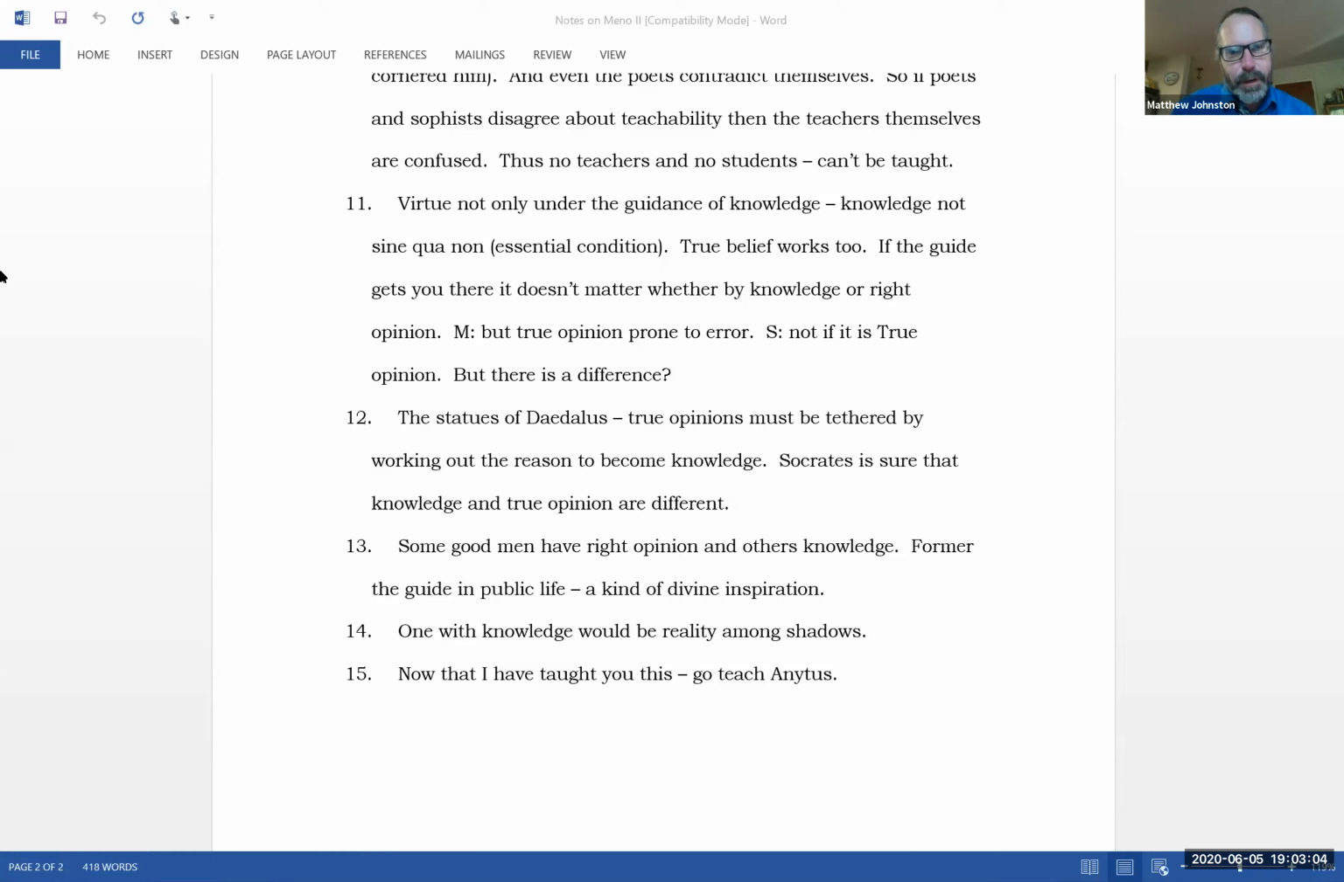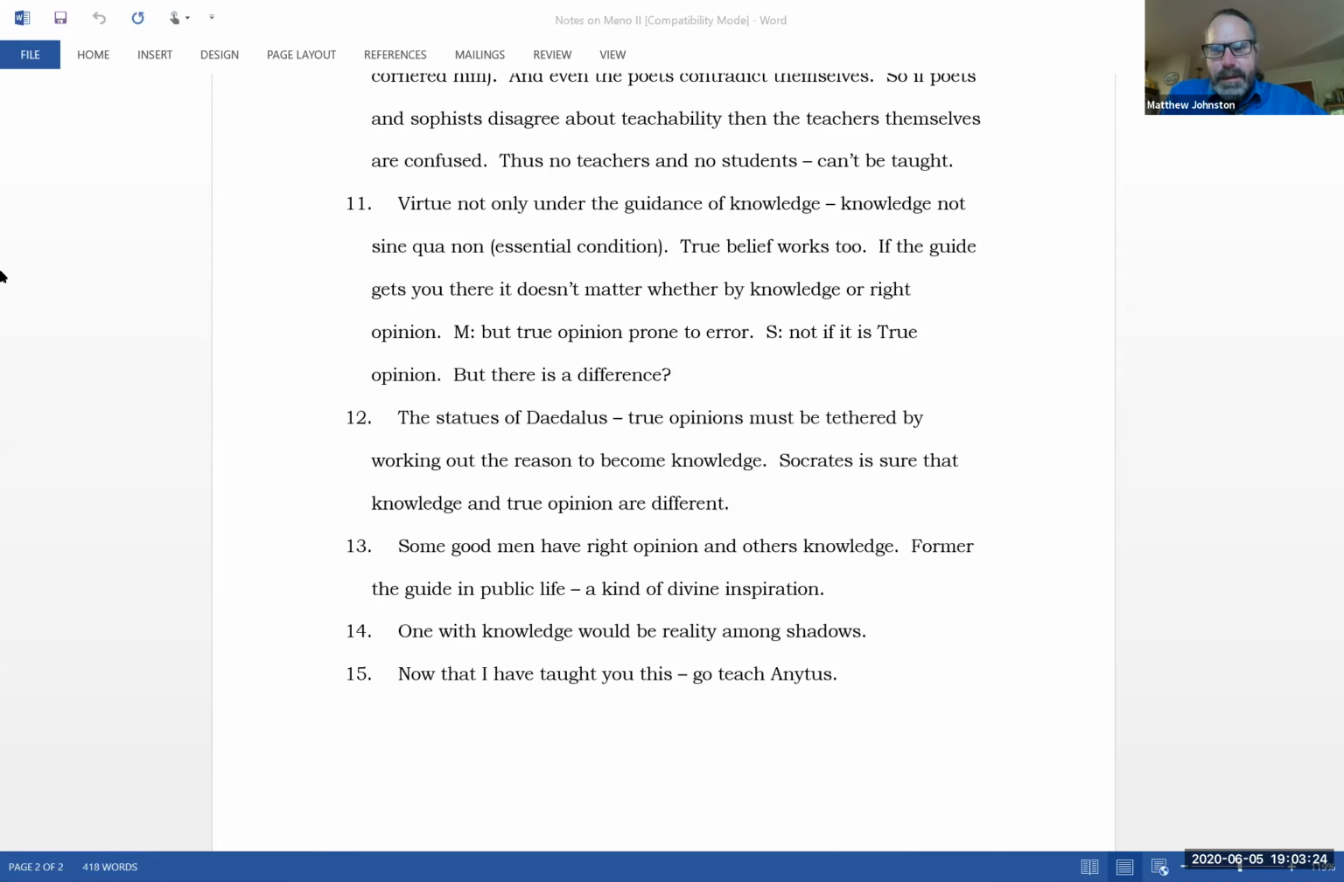Okay, this is kind of a climactic moment a little bit. How does this relate to teaching and learning? Let's look at that first. The difference between knowledge and true opinion.